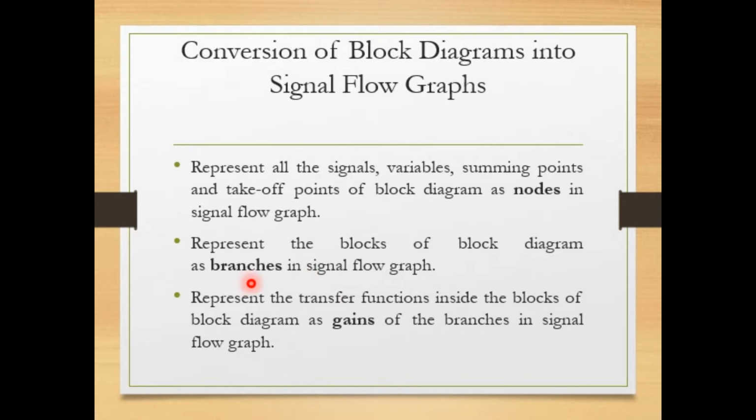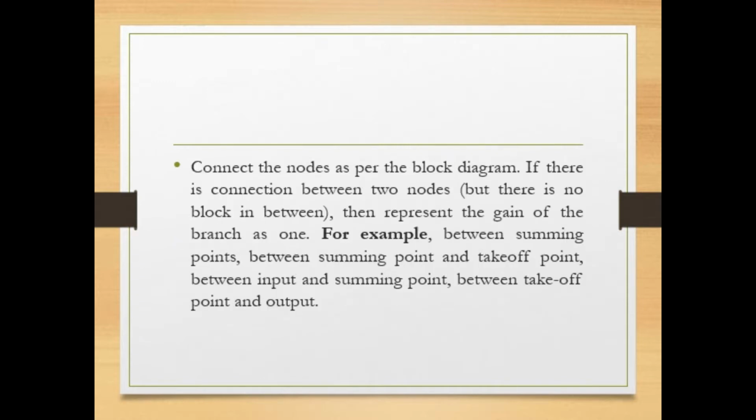And whatever transfer function is written inside the block of the block diagram becomes the gain of the branches in the case of signal flow graph. Next, we have to connect the nodes as per the block diagram. If there is a connection between two nodes, then we represent the gain of the branch as 1. For example, between the summing point and takeoff points, if there is no block in between, then we represent the gain as equal to 1.